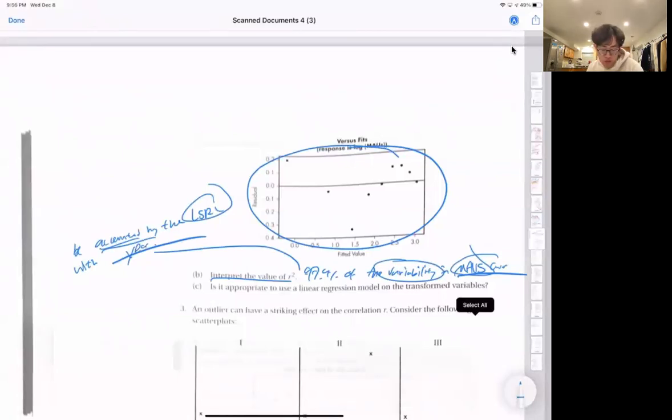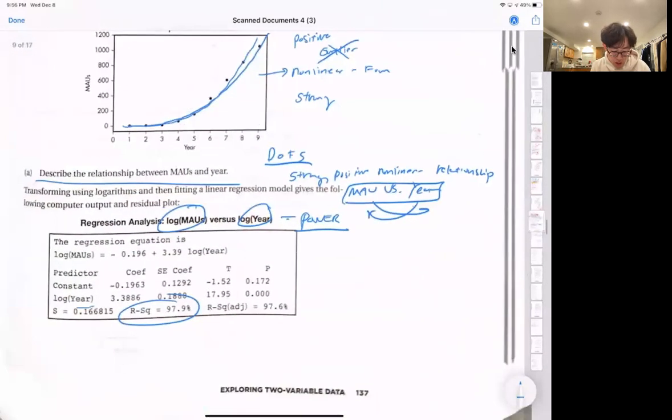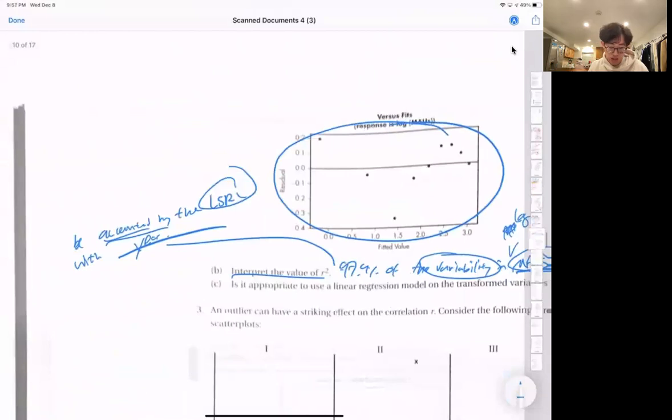And for the answer key, I think it said it can be explained by the linear relationship between log MAUs and log year. So for this one, the only thing I kind of missed out was that MAUs has to be logarithm, because we took the log of MAUs, which is here and here. So you want to use the context of the X's and Y's, but then the template pretty much stays the same. So it can be accounted for by the LSRL with the log of the year, like that.